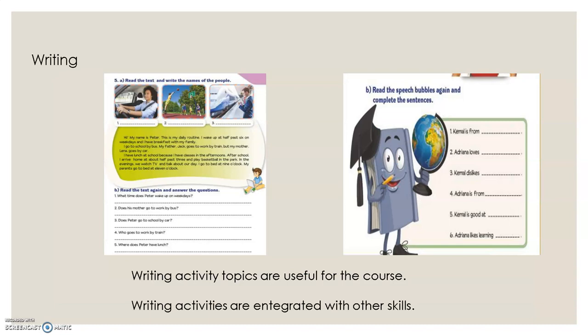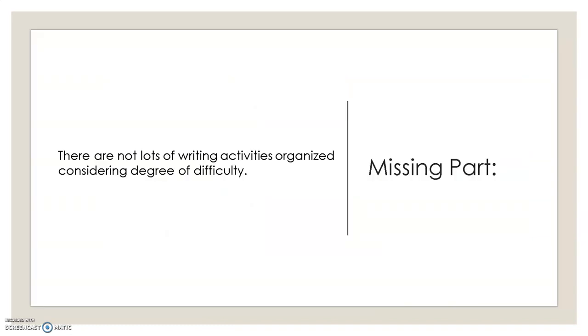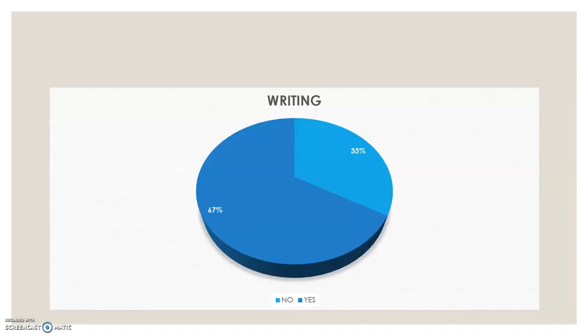And finally, when we look at the writing part, the writing topics are suitable for the course and students' level. They ask students just to write sentences, but not a whole paragraph. As you see, it is also integrated with reading. Students need to read a passage and then they can write the answers. But the missing part is they are not organized by considering degree of difficulty. They just ask students to write one or two sentences, but not a paragraph or something like that. So, finally, the graphic includes 67% of yes and 33% of no.